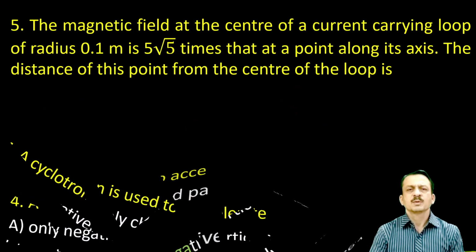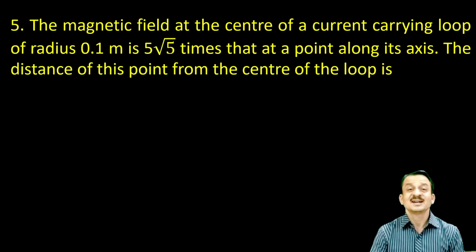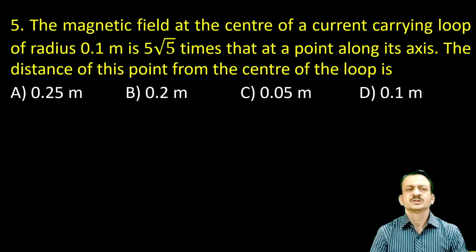Next problem. The magnetic field at the center of a current carrying loop is 5 root 5 times the magnetic field at a point along its axis, and the radius of the coil is given as 0.1 meter. The distance of this point from the center of the loop is, now we have to calculate the axial distance of the point. Options: A 0.25 meter, B 0.2 meter, C 0.05 meter, and D 0.1 meter.